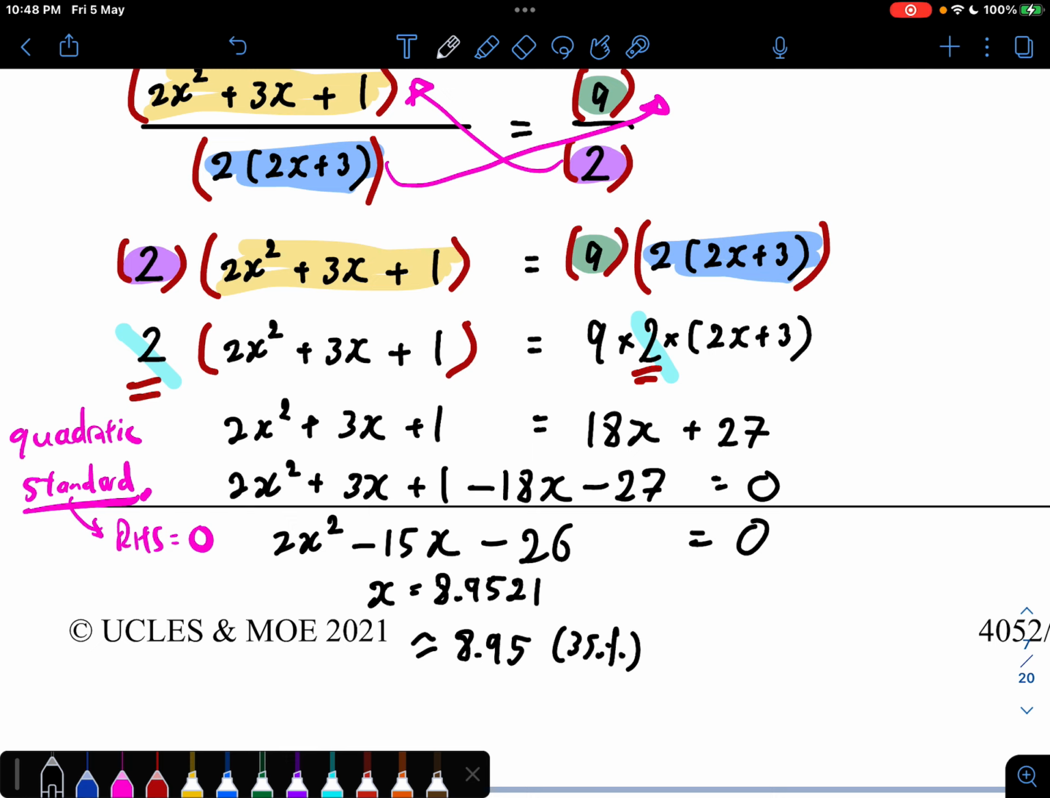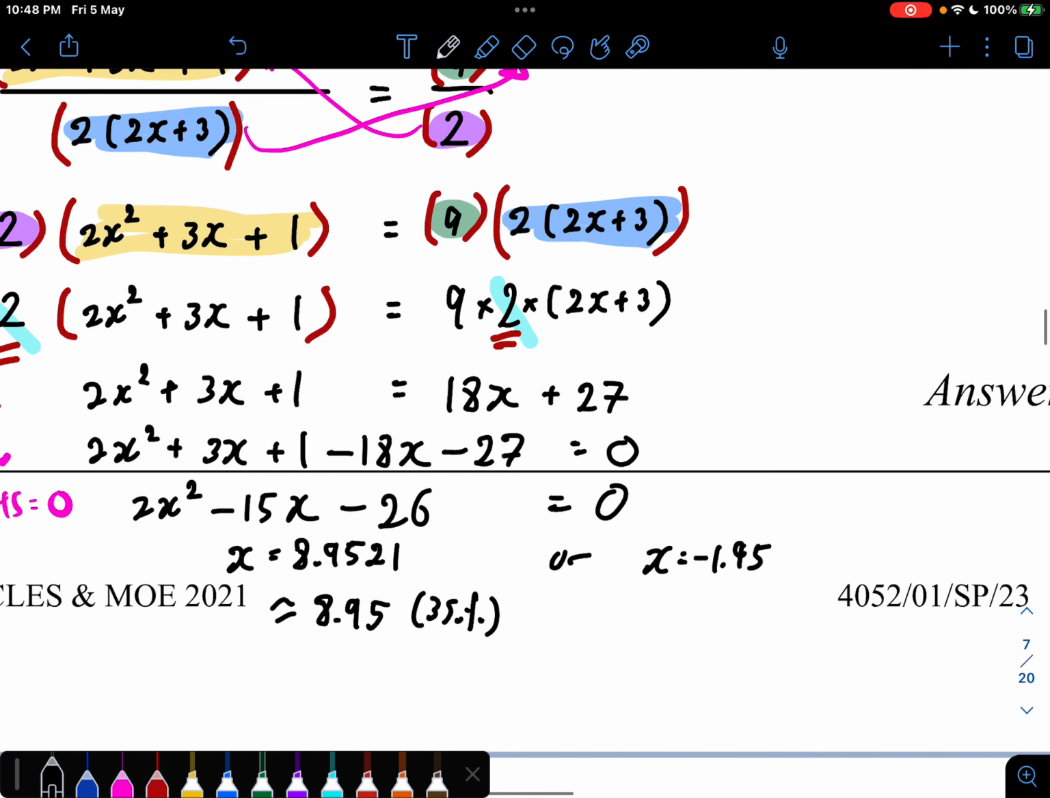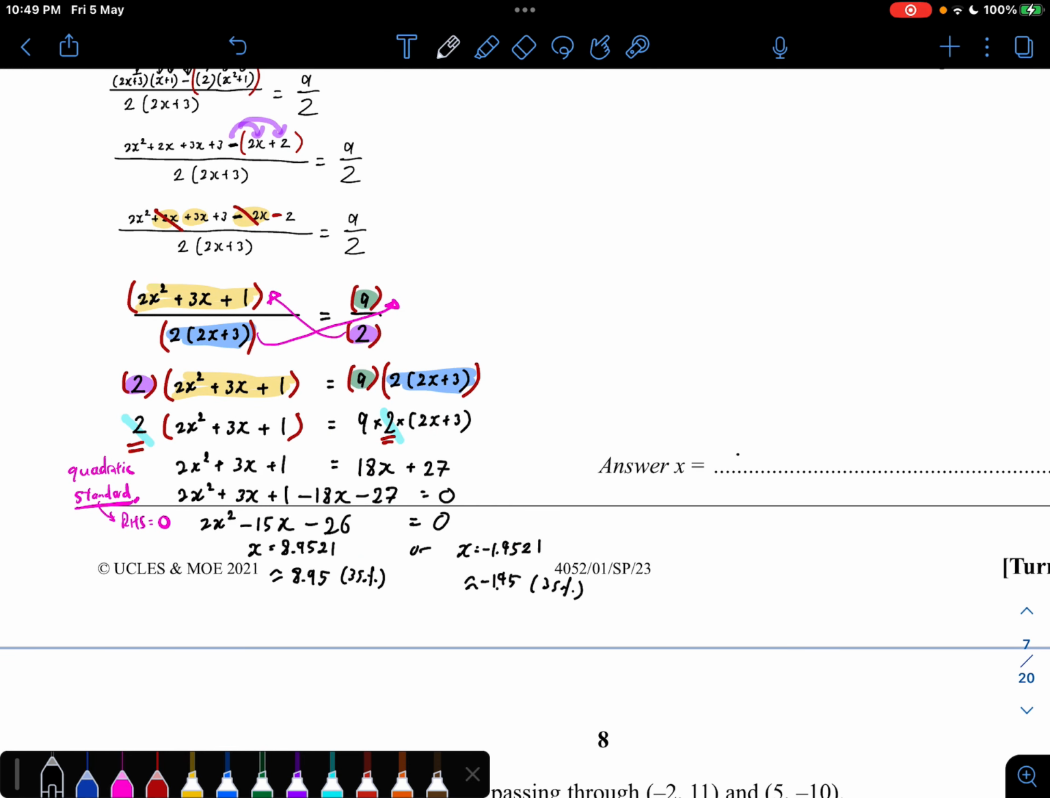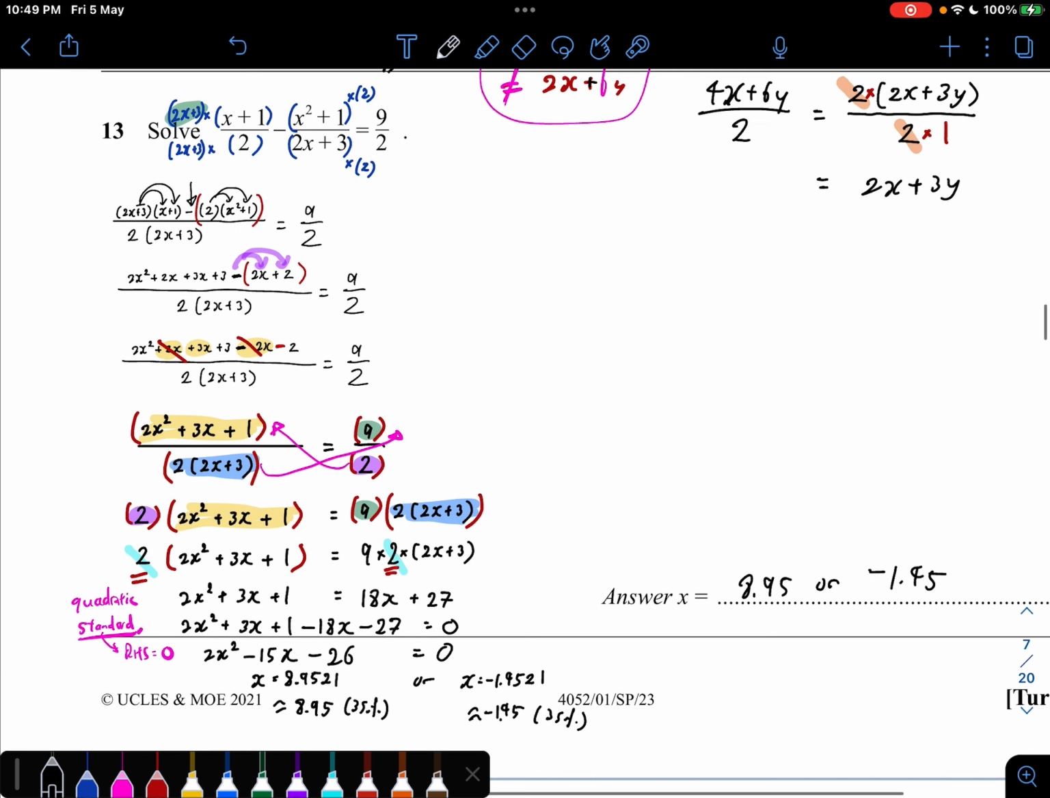Okay, then next one, or you must connect with or, not and. You can't be a negative number and a positive number at the same time. Yeah, 4, 5, 2, 1, right? And then you round off to negative 1.45. Oops. 0.45. Okay, 3SF. That's it. That's the answer. 8.95 or negative 1.45. Good. Okay, what's the next question?